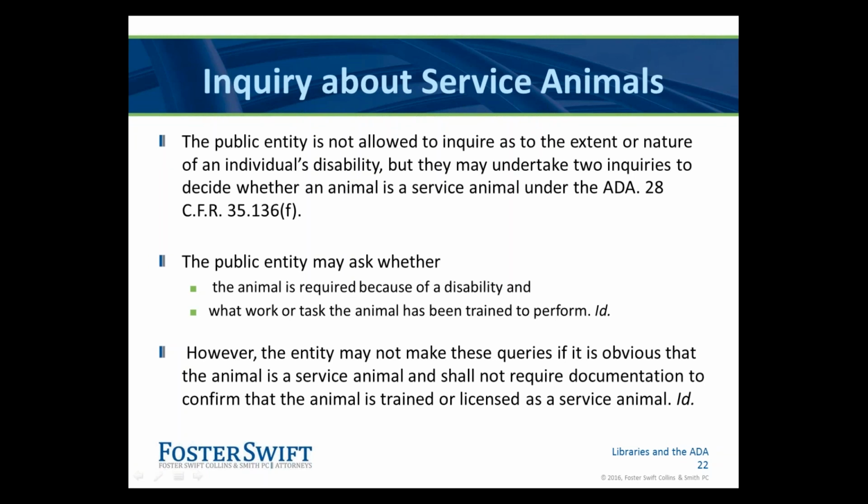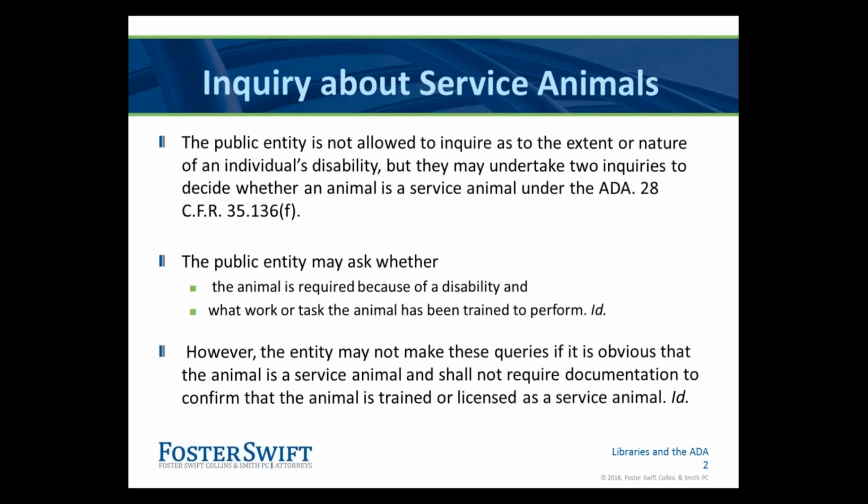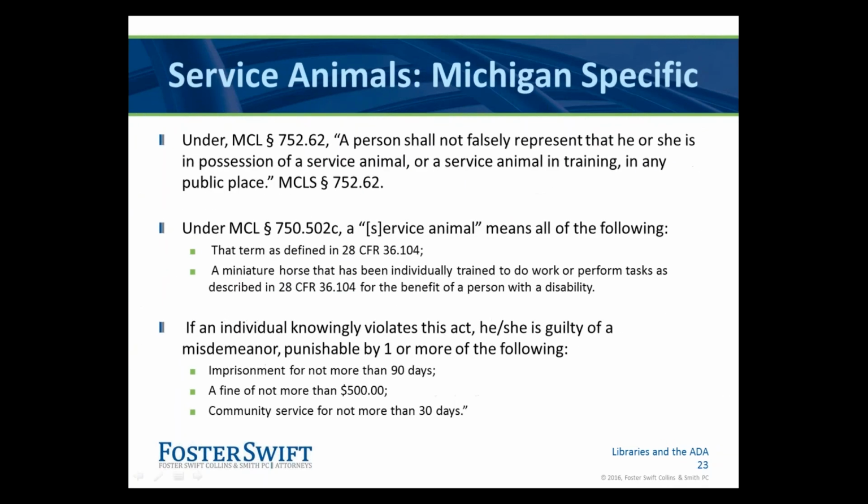So if someone walks into the library with a German Shepherd that has a vest on that says "do not pet," I think if you looked at these in 9 out of 10 circumstances, you would think that that would be a service animal. In this case, it wasn't. So you have to be kind of careful about those type of circumstances. Here's some Michigan-specific issues with respect to service animals. A person should not falsely represent that he or she is in possession of a service animal in training, or in any public place. It's actually a crime to tell people that you have a service animal when in fact you don't have a service animal.